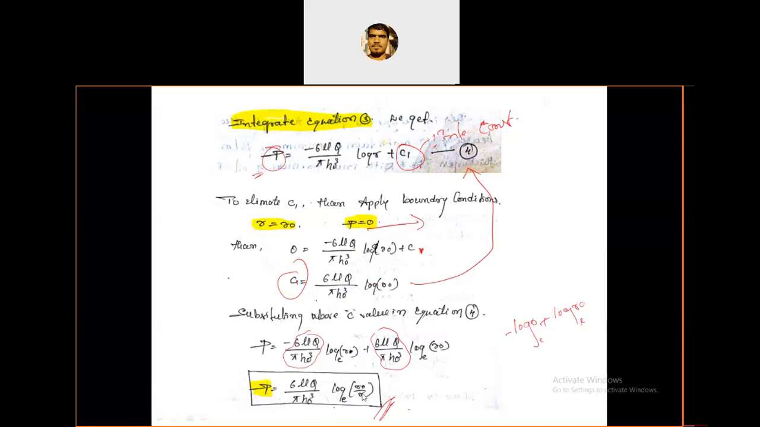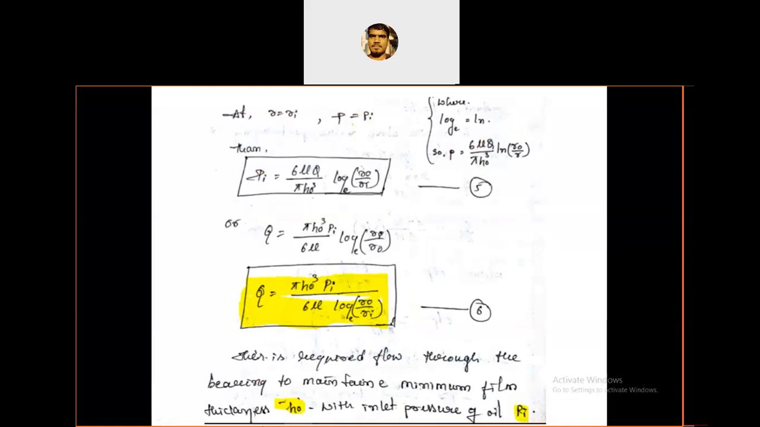Okay. If I want the inlet pressure, I have to replace P by Pi, the inlet pressure, and R by Ri. So now the equation will become the same thing, 6 mu q by pi h naught cube ln R naught by Ri. That is the inlet pressure. It is in terms of inlet radius and outlet radius. Clear? Here I want the flow Q in terms of Pi, or in terms of R naught and Ri.